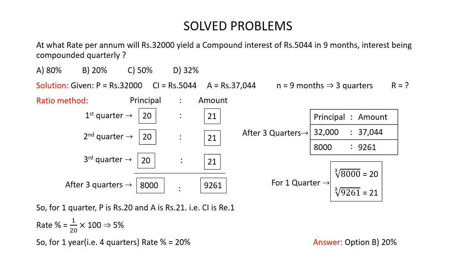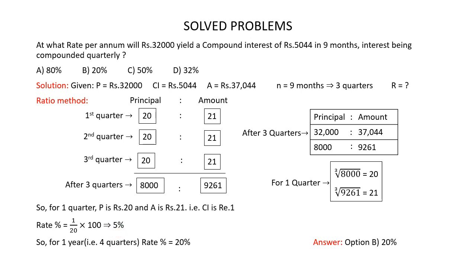Now we know that compound interest is equal to amount minus principal. So for 1 quarter, the compound interest would be 21 minus 20, which is 1 rupee. Here we are asked to find the rate of interest, and you know that rate of interest is always calculated for rupees 100. So for 1 quarter, if principal is rupees 20, then compound interest is rupees 1. So if principal is rupees 100, then the rate of interest would be 1 by 20 multiplied by 100, which is 5%.